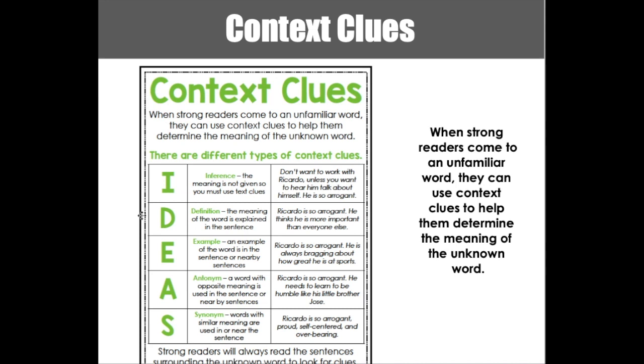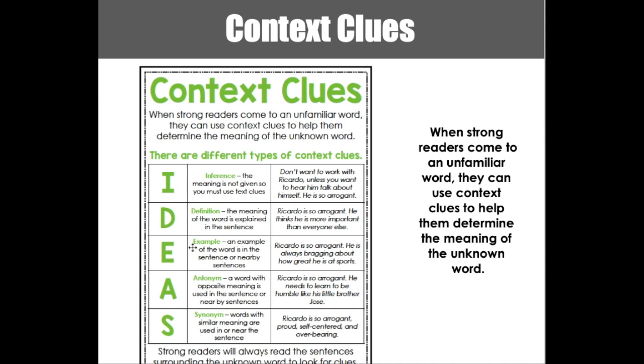The next one, the D, is definition. The meaning of the word is explained in the sentence. Ricardo is so arrogant. He thinks he is more important than everyone else. So you can see the unknown word is arrogant, and then in the next sentence, it's explained what that means. So sometimes when you come to an unknown word, you have to read on to see if you find the information. And then you might have to go back and read it again to make sure you understand.